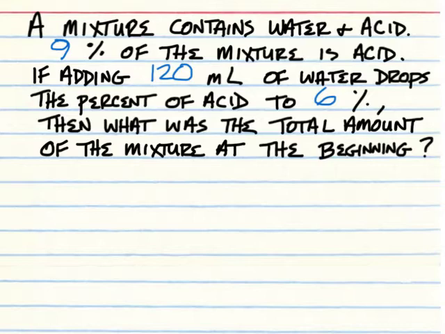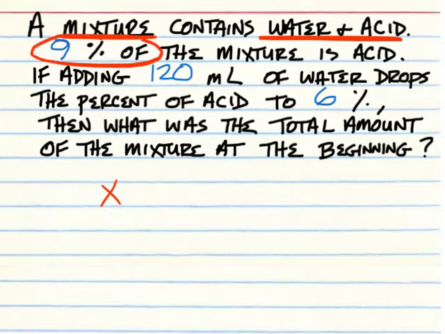Step 1 is to understand that we don't know how much we have to start with. We don't know how much water and acid combined we have, so we're going to call that X. Now, just like the other problems, you had to multiply the percent of acid by the total mixture in order to find out how much acid you have, and we're still doing that. 0.09 times X, which is the total, will give you the amount of acid in the mixture.